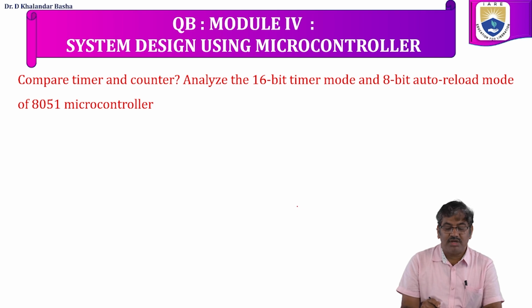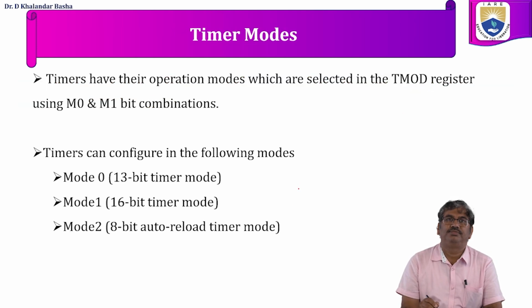Compare timer and counter, analyze 16-bit timer mode and 8-bit auto reload mode. 16-bit timer means we use both the lower 8 bits and upper 8 bits of the registers: TL0 and TH0 for timer 0, TL1 and TH1 for timer 1. Whereas auto reload mode is only an 8-bit timer. Once the 8-bit timer overflows from FF to 00, THX will be loaded into TLX. We will see this diagrammatically. It is mainly used for generating the baud rate.